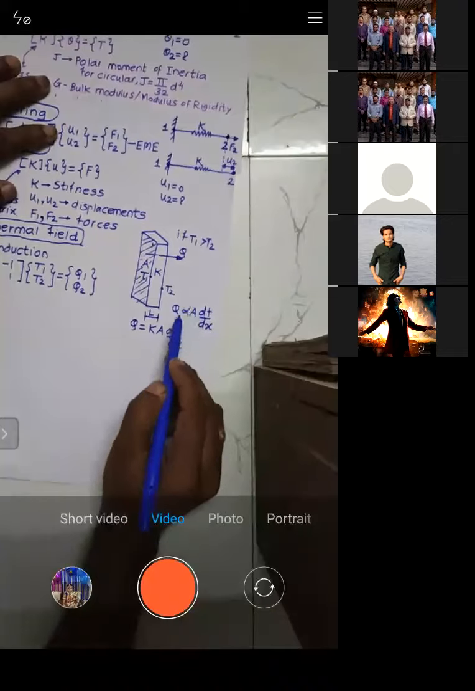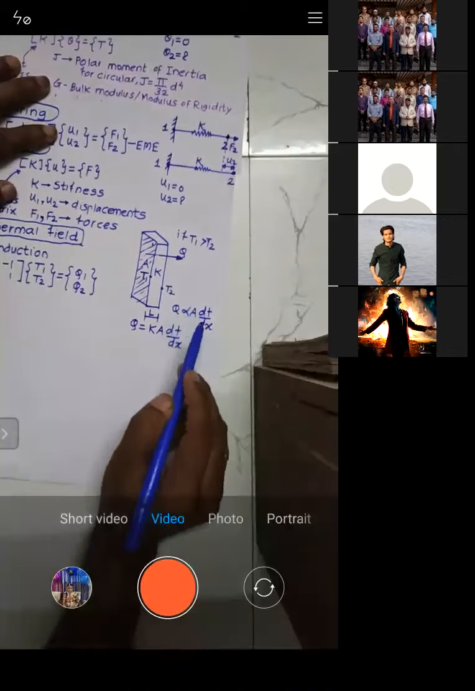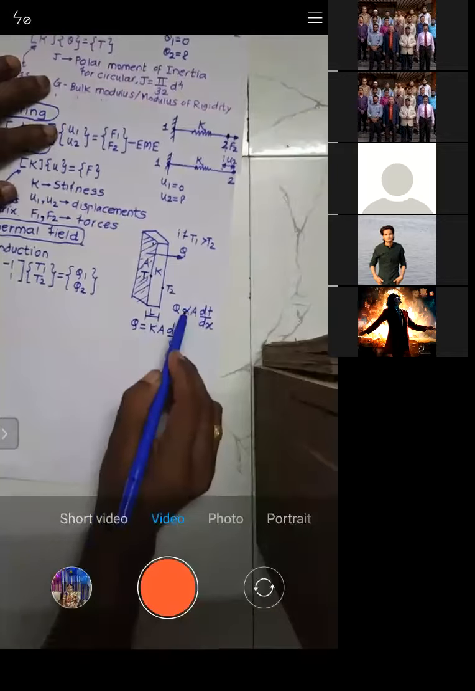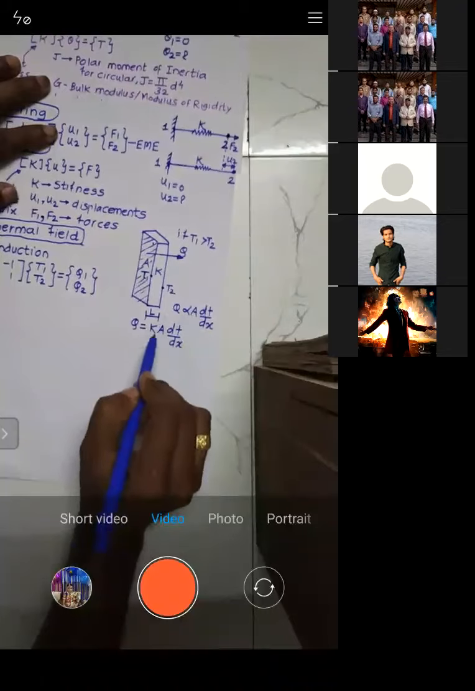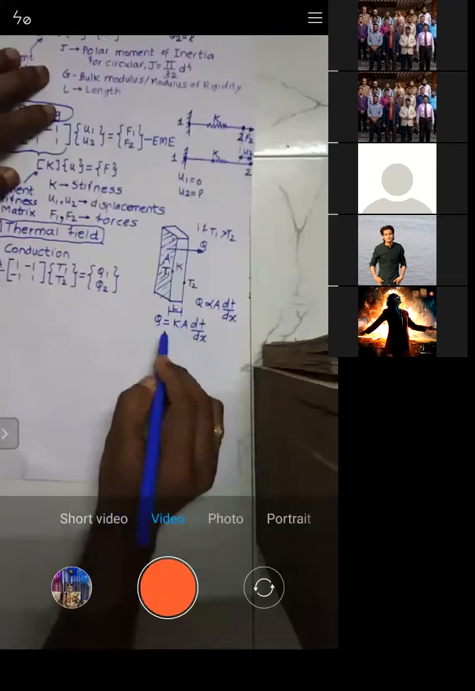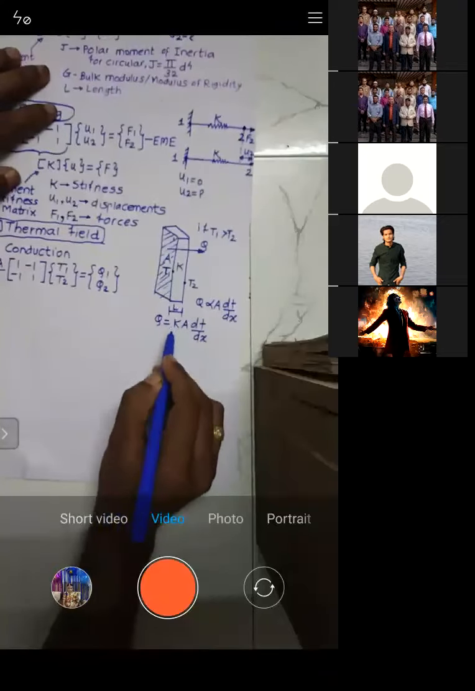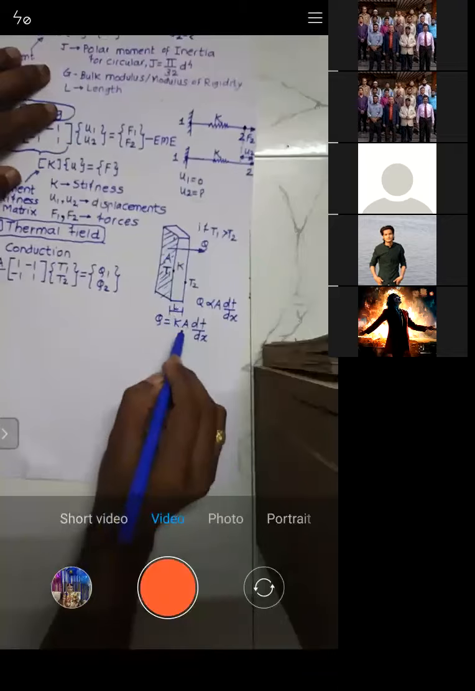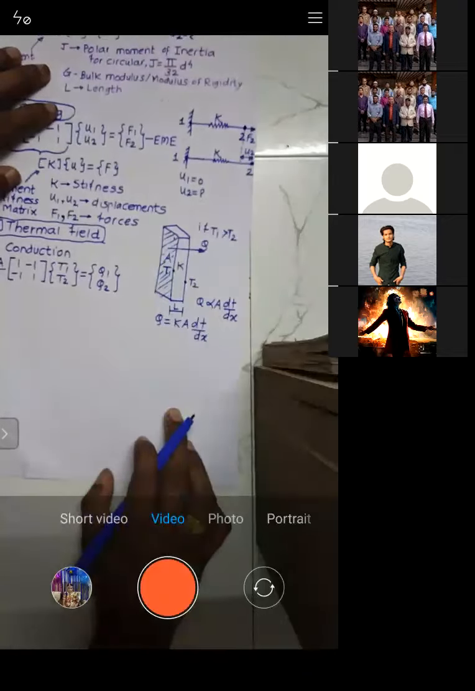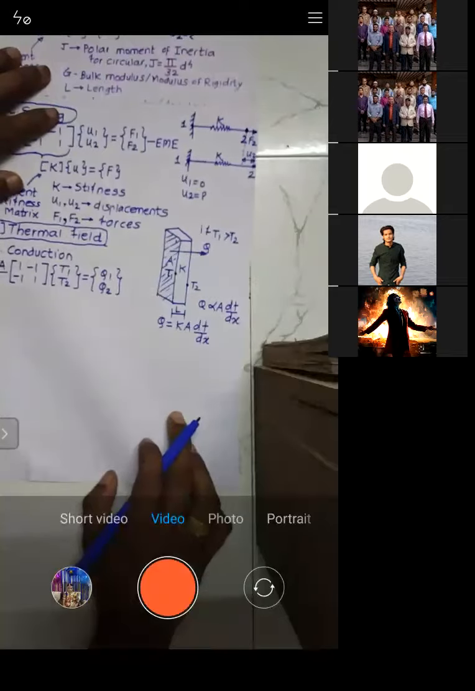When you need to remove this proportionality sign, you need to introduce a constant, and that is called K. So Q is equal to K A dT by dx, where K is called the thermal conductivity. A is the cross-section area, that is, the area perpendicular to the path of heat flow.